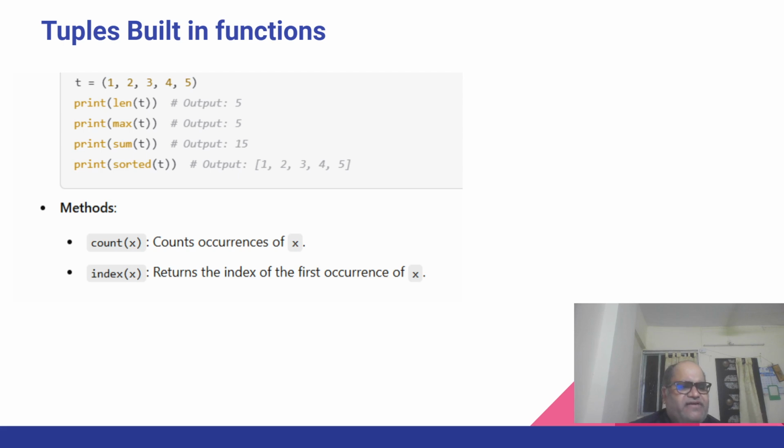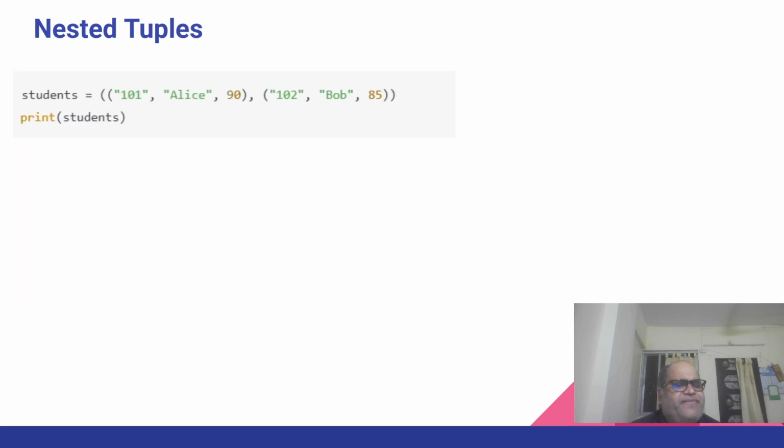Tuple built-in functions. You can apply length on it, which will give you the length. For example, for (1, 2, 3, 4, 5), length will be 5. Max gives the max element, sum gives the sum, and sorted will sort the elements in order and give you a copy of it. So length, max, sum, and sorted work as they are. Then index and count. Count gives the occurrences of x, and index returns the index of the first occurrence of x, otherwise it will generate a ValueError. So all the operations that you have seen in list and string are applicable as they are.